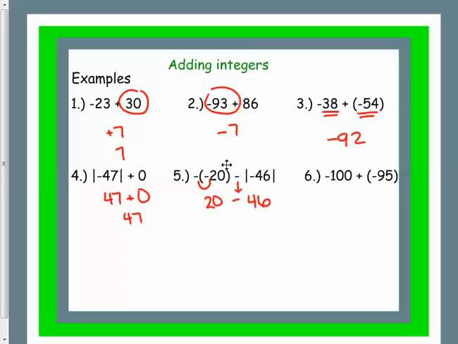Okay, this one is a little tricky. Think about this as an addition problem. I forgot the add sign, so I'm sorry about that. This was supposed to be a plus and then this in parentheses, so that was my fault. 20 plus a -46. 46 is the bigger absolute value, so take 20 away and you get 26, but they're negatives. These guys have the same sign, so keep the sign and add them together.